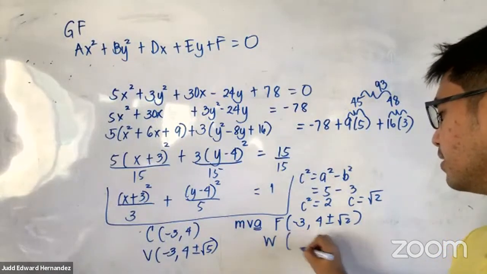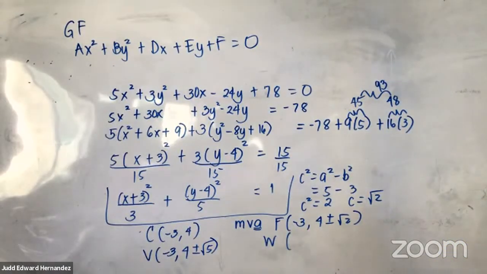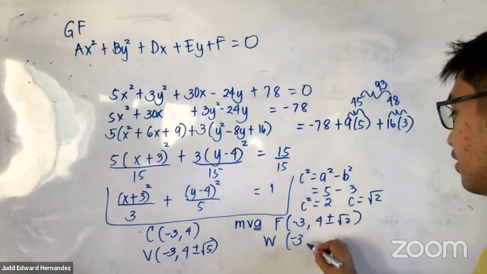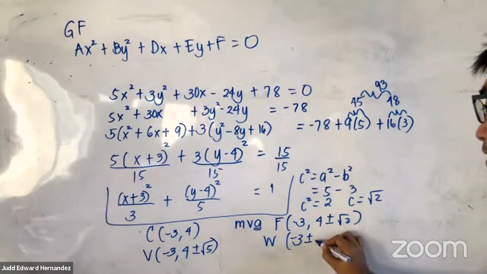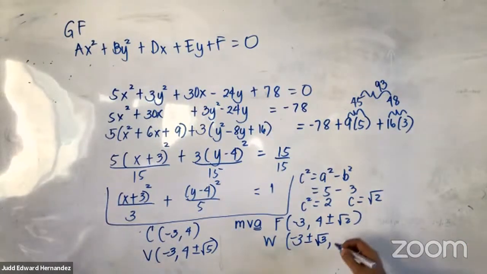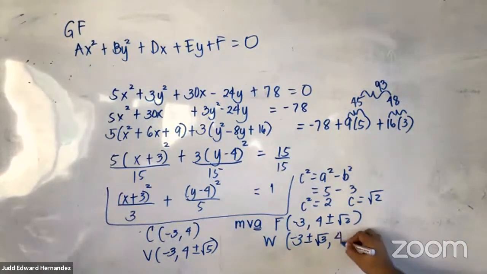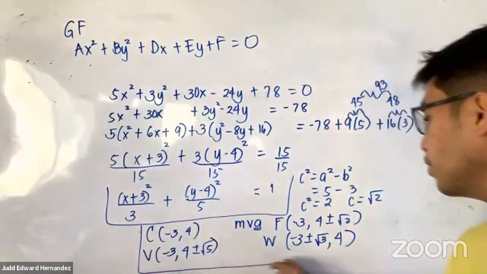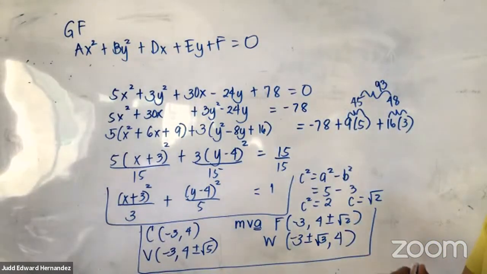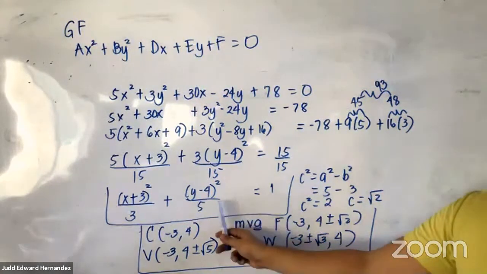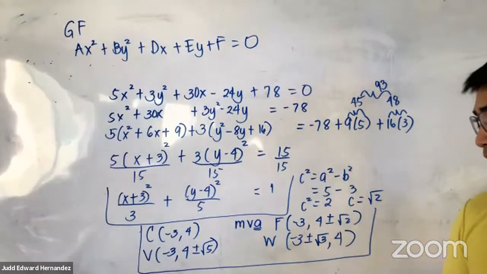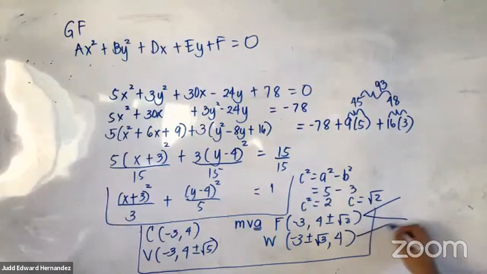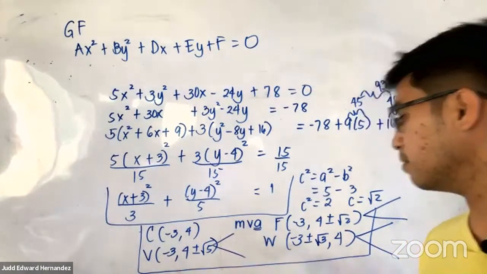And for the co-vertices, anong babaguhin natin for the co-vertices? X. This becomes negative 3 plus minus B. What is our B? Our B is square root of 3. And then the y-coordinate of the co-vertices would be 4. Okay, so ito na yung mga important points na kailangan nating i-plot if we are given the standard form. Questions? Okay, so ito na yung mga point. Ito magiging dalawa yung values niya, F1, F2, W1, W2, V1, V2.